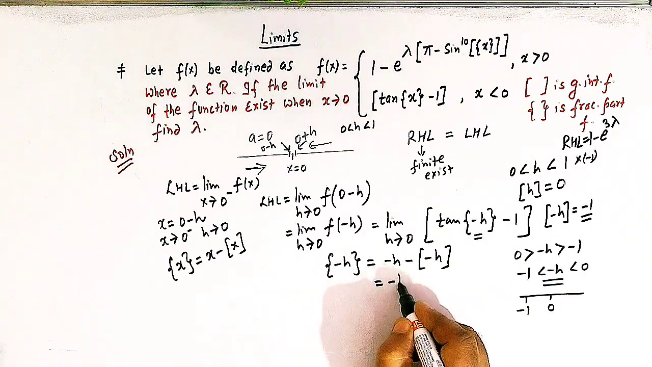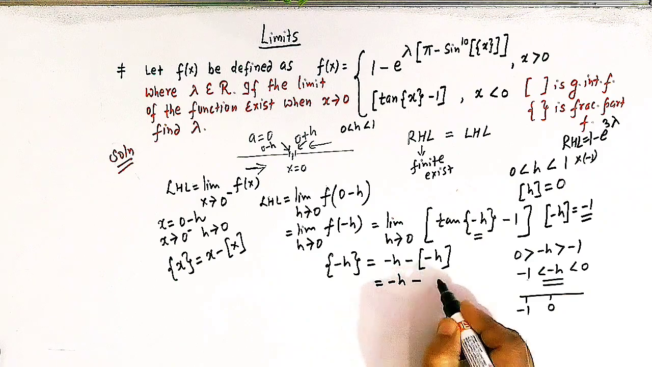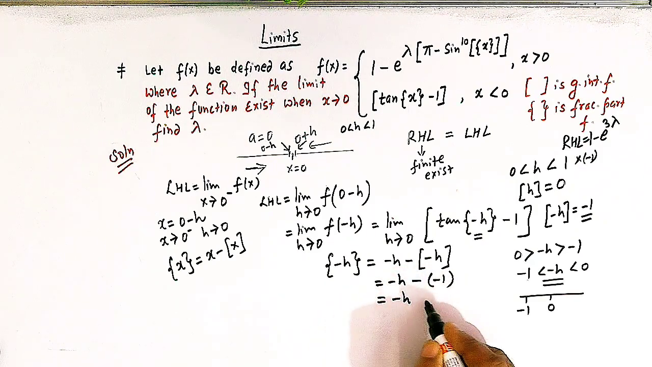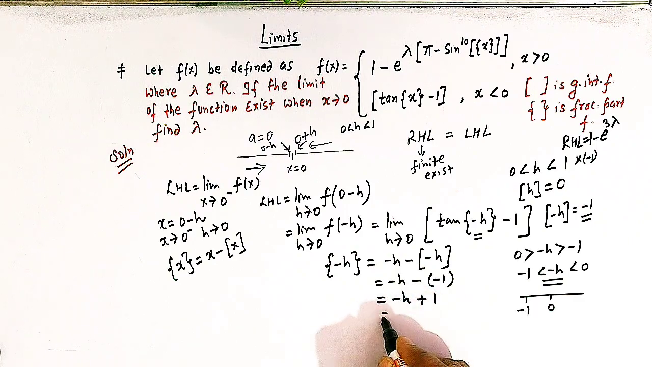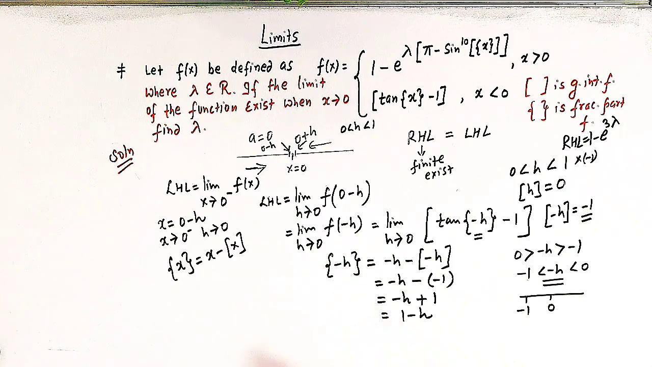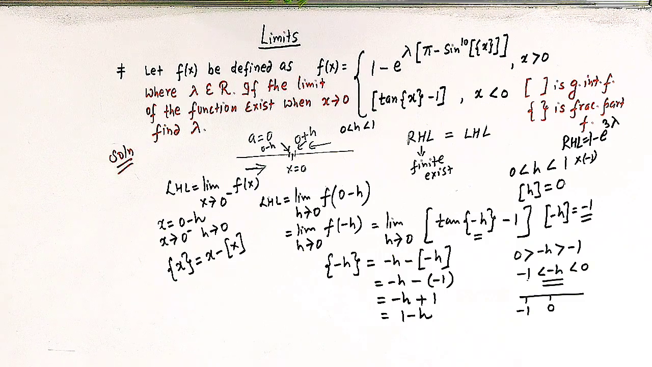So now we have minus h, and here we have minus and minus 1. So this is minus h, then this is plus 1. So this is 1 minus h. So the fractional part of minus h is equal to 1 minus h.